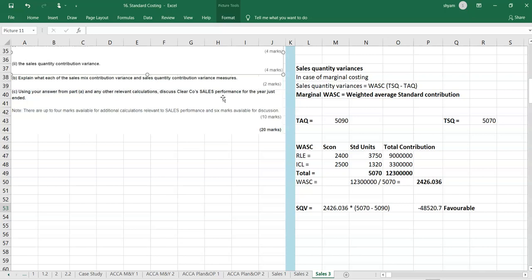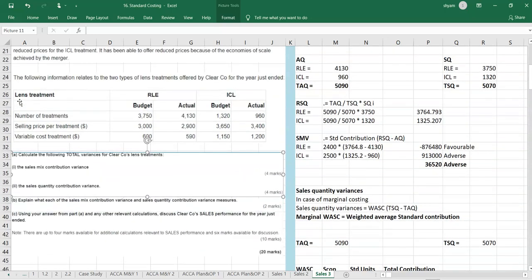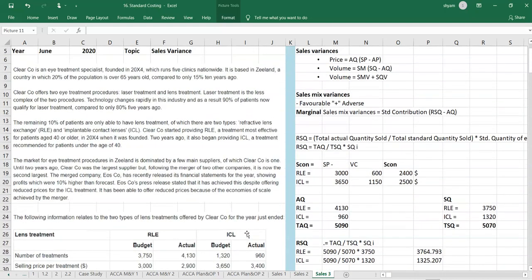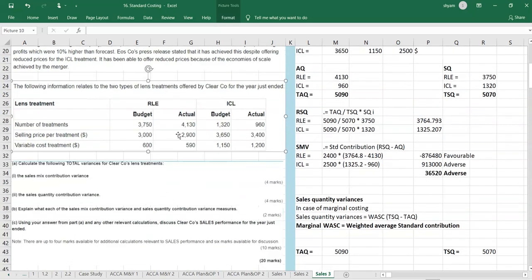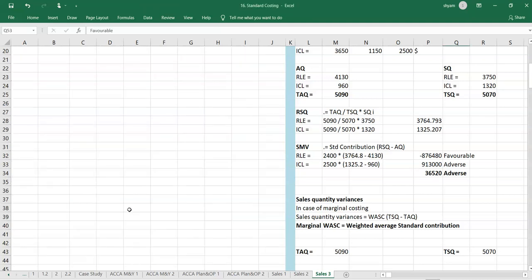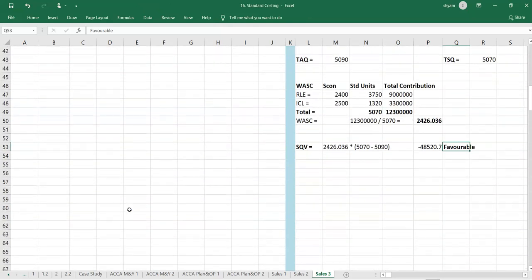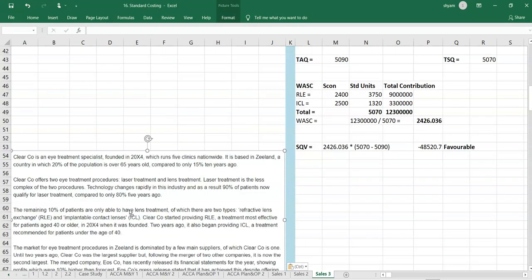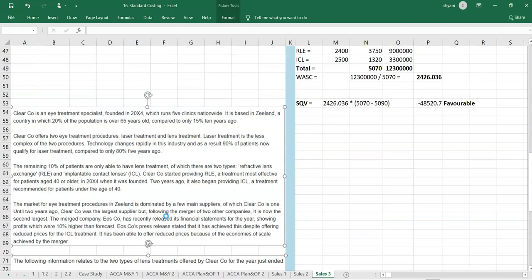Okay, discuss clearly the core sales performance for the year just ended. They are asking for 4 marks of calculation and 6 marks of discussion. So at least 2 calculations we have to do. What are the 2 calculations we could do here? The 2 calculations that we could maximum do are sales price variance, I think that's what we can maximum do. So we can get those numbers and we can apply it.